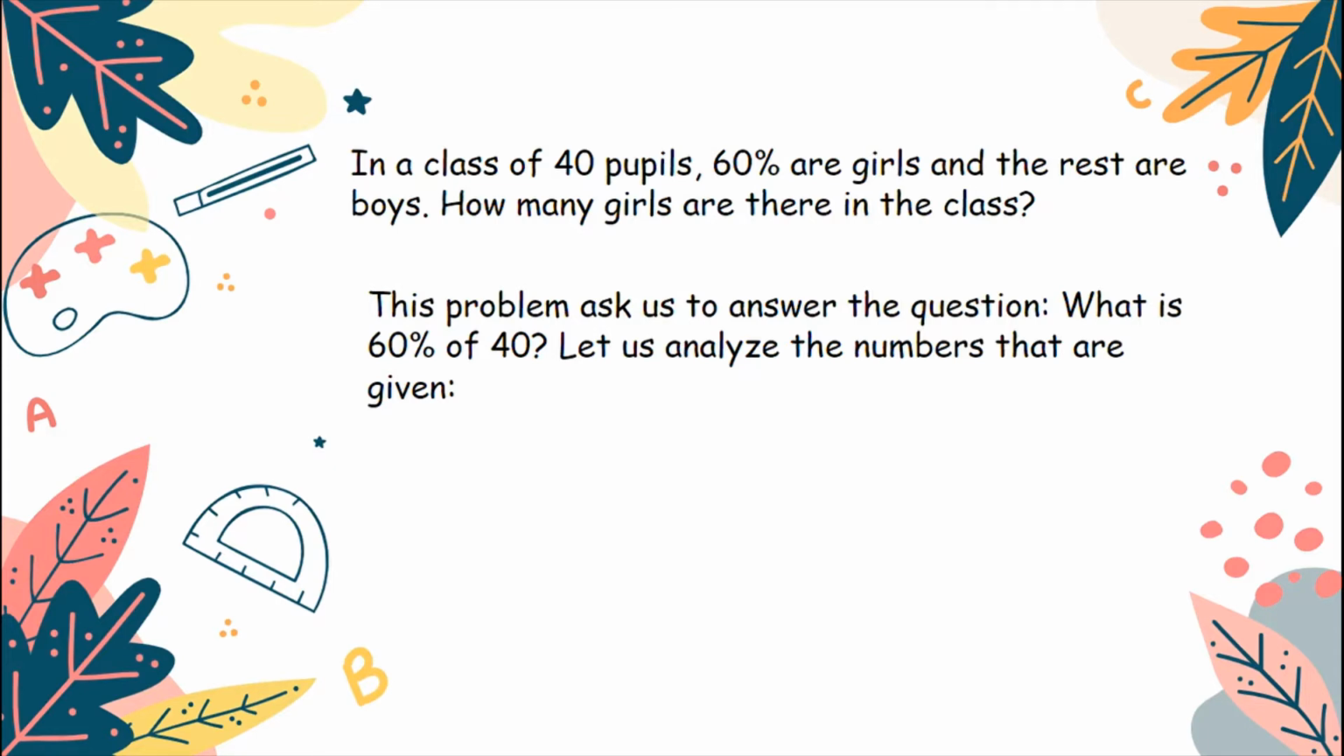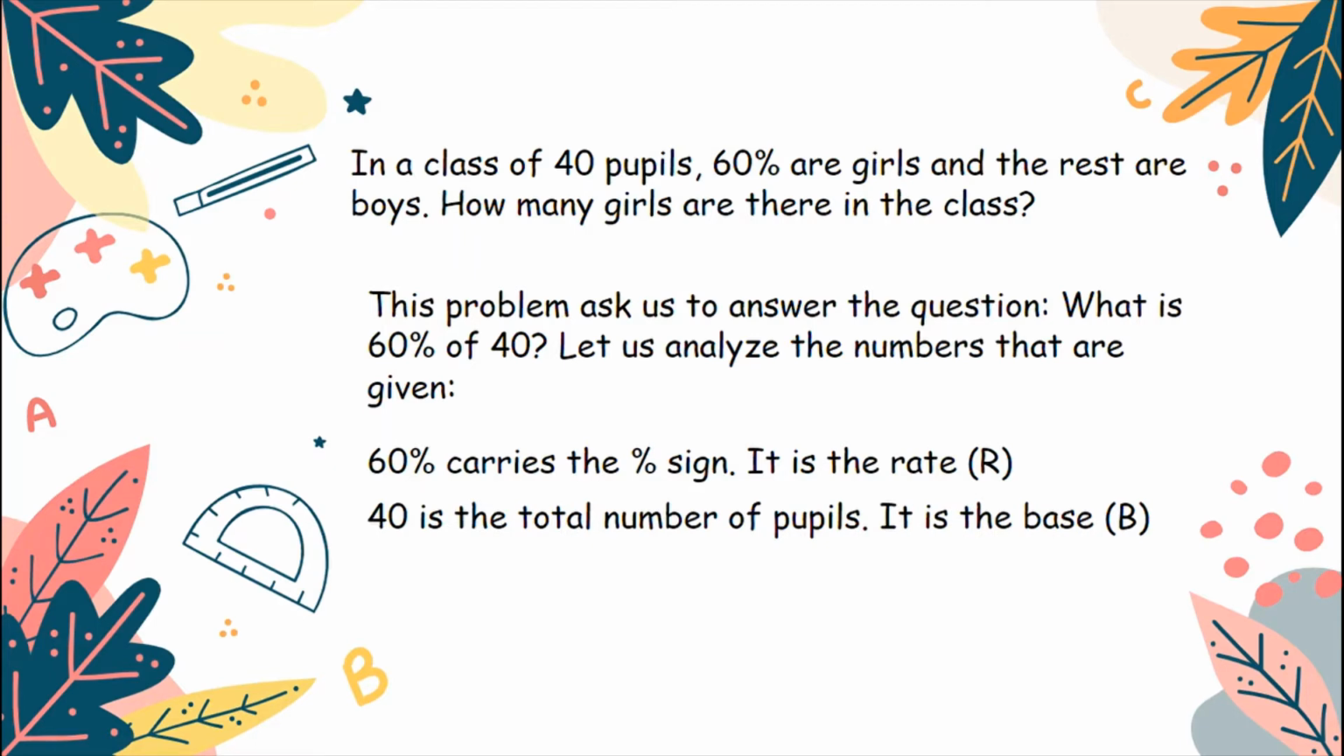Let us analyze the numbers that are given. 60% carries the percent sign, so it is the rate. So always remember, the number that carries the percent sign is our rate. And in this case, that is 60%. 40 is the total number of pupils. So since it is the totality of the whole, 40 here is our base. The equivalent of 60% is yet unknown, and the equivalent of 60% is our percentage.